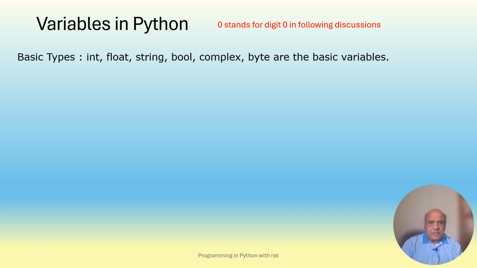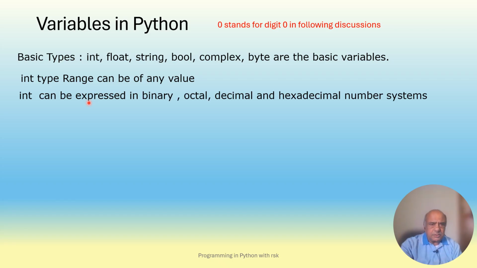There are basic types as well as derived types of variables in Python. Basic types are int, float, string, bool, complex, byte, etc. What are the ranges of these variables? Well, the int type range can be of any value. It is not restricted to a particular number.